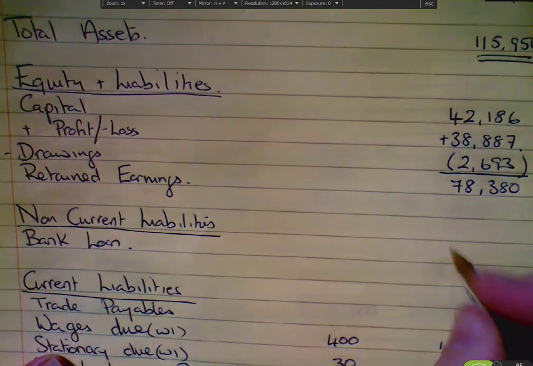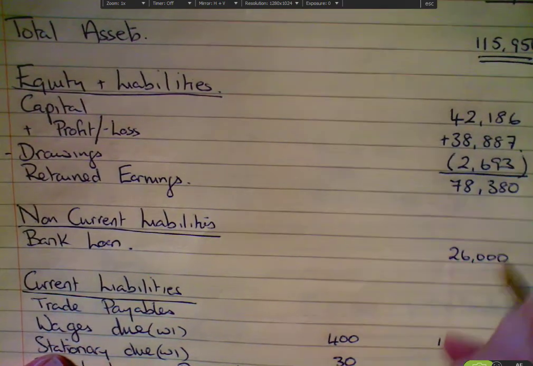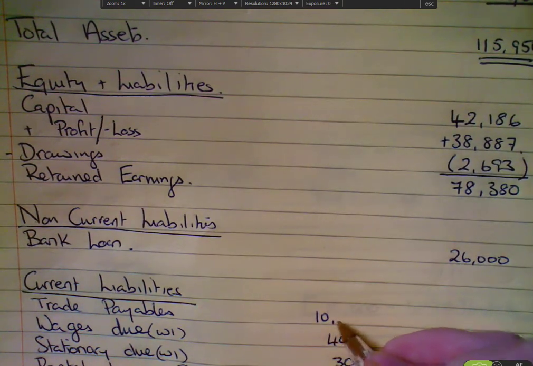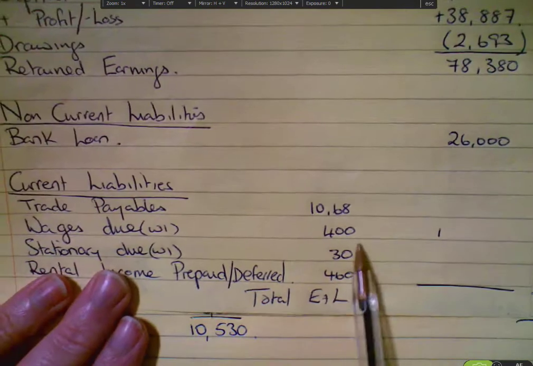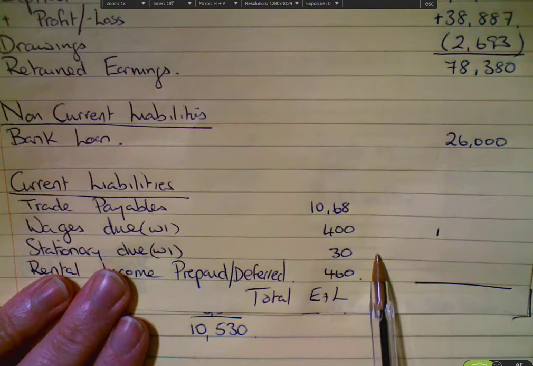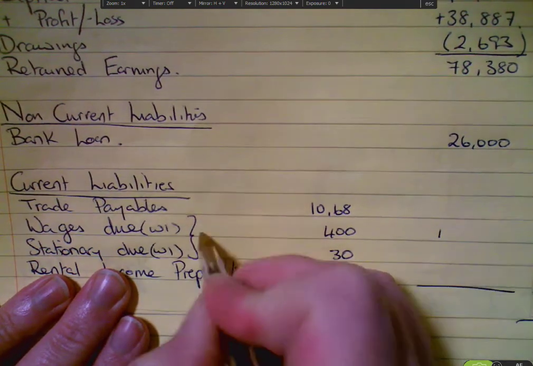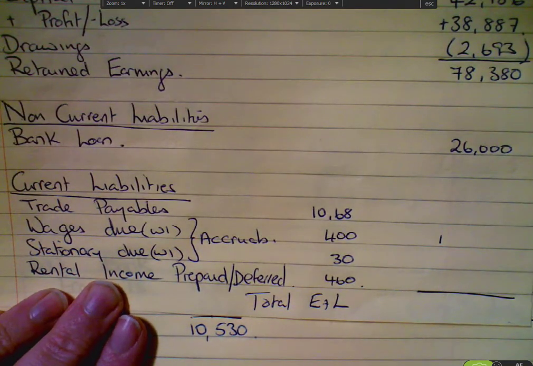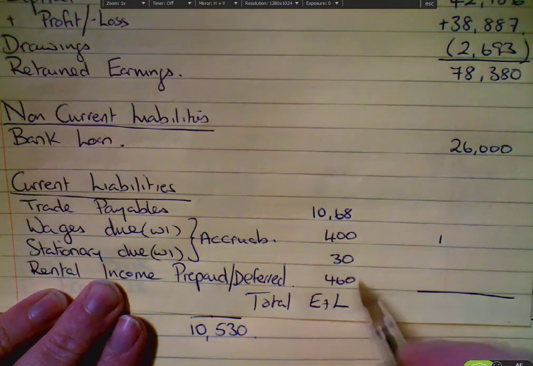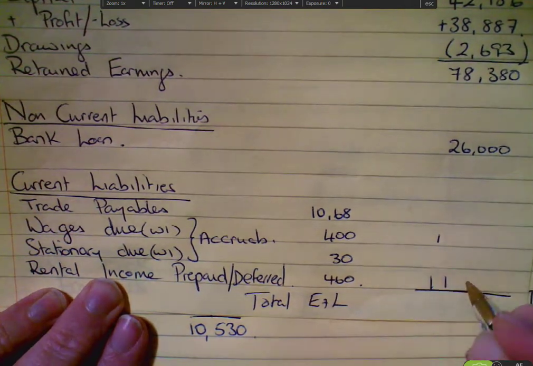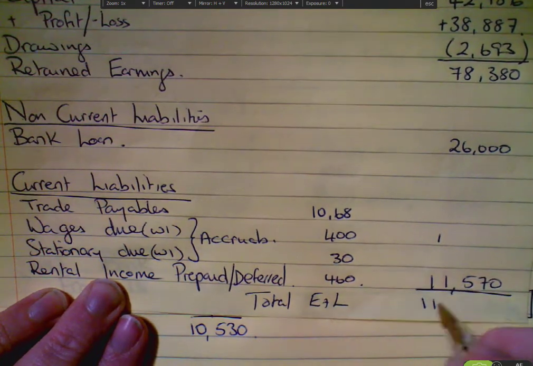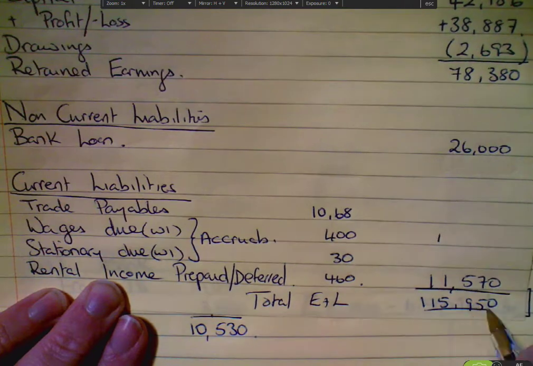Okay. We have a bank loan, which is 26,000. We've trade payables, which were not amended in any way. So we've got 10,680 there. We already had our wages due. We had our stationery due. And you could put the two of those in accruals without putting them separately. You could put them together as 430 accruals. And then your rental income deferred of 460. And when we total those, it comes to 11570. And when we add all of those together, they also come to 115,950. And that's what you wanted it to come to.